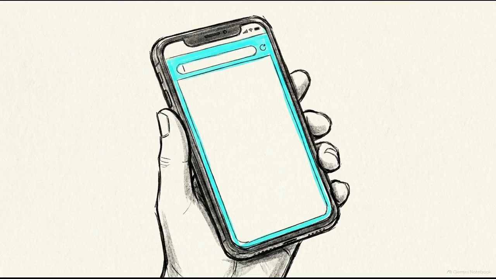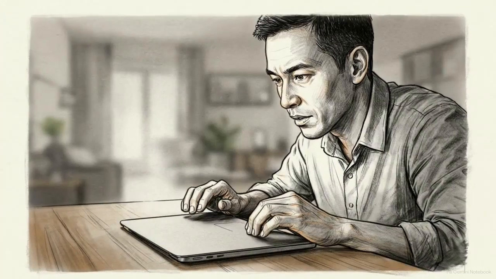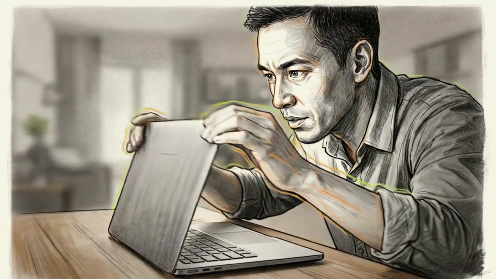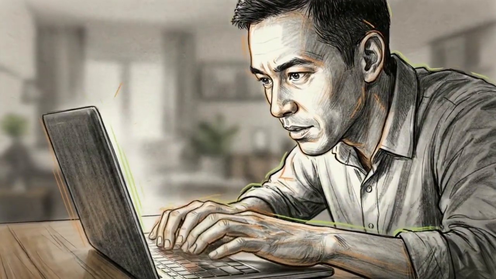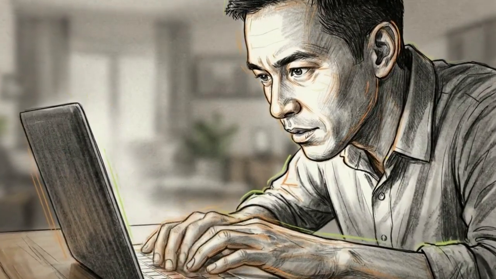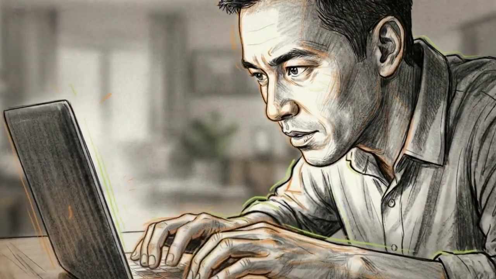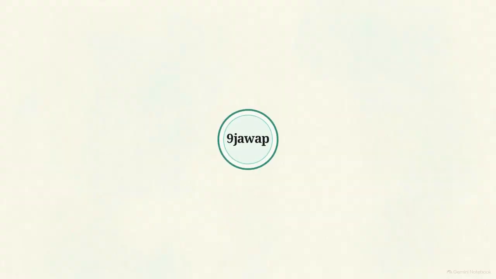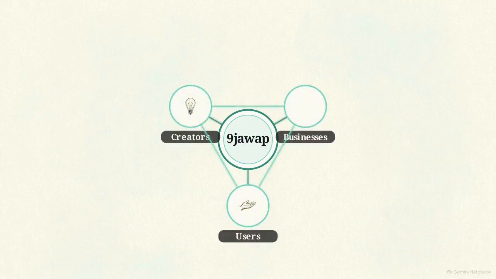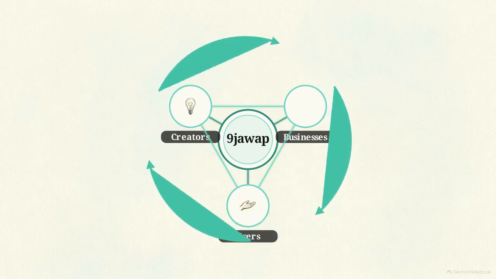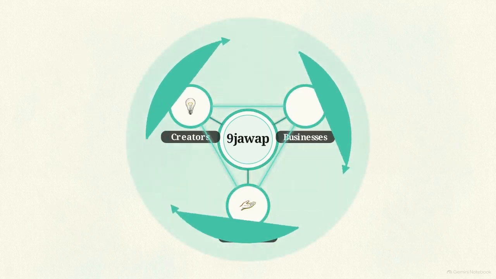Internet access gives you a connection, but it doesn't automatically hand you a business or an audience. True opportunity requires taking that raw access and actively building something useful with it. That is the core idea behind 9jawap. It operates as a digital ecosystem where creators, businesses, and everyday users connect. When you create good content, promote responsibly, and engage with others, you contribute to a cycle of mutual growth.